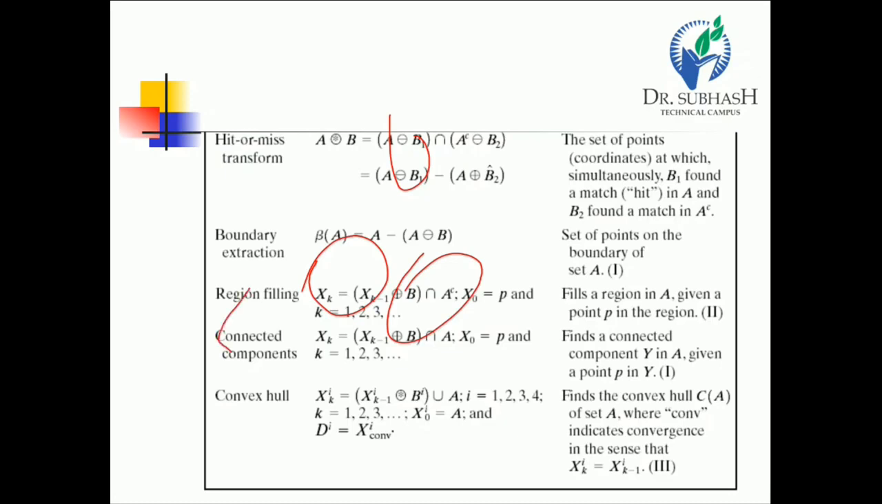Now connected components, the connected component function and its representation, finds a connected component Y in a given A, given a point. Now convex hull is another function, and we can put different values of k equal to 1, 2, 3 up to k minus 1, and find the convex hull C of a set A, where convergence is in the sense that X of k.